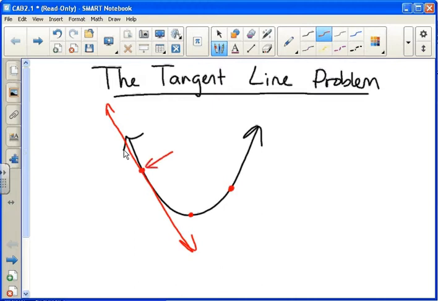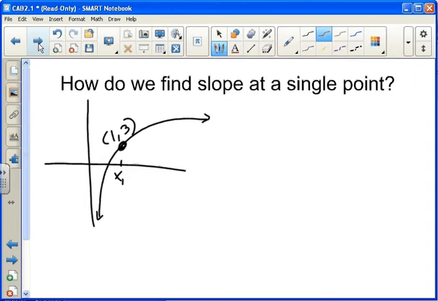Same thing for any of these dots. If I draw the tangent line at those dots, they should have the same slope as the slope at that point. So they really were just trying to figure out how do we find slope at a single point. So let's talk about that. How do we find slope at a single point?